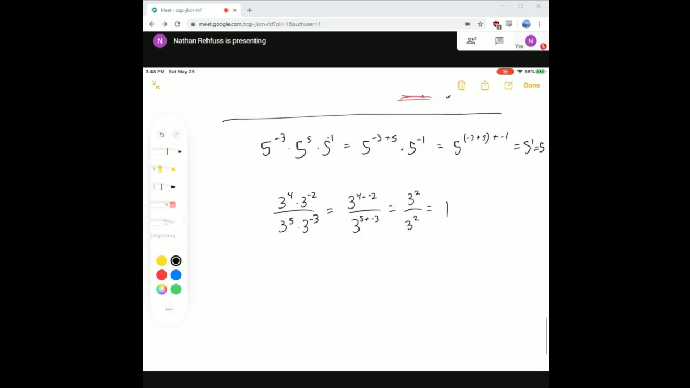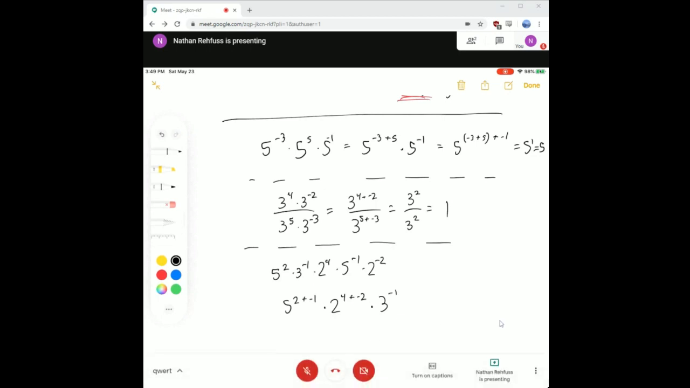Welcome back. I do want to point out this product property only works if you have the same base. So if I write something like 5 squared times 3 to the negative 1 times 2 to the 4th times 5 to the negative 1 times 2 to the negative 2. Here's our third example. I can combine the 5 squared and the 5 to the negative 1. I can combine the 2 to the 4th and the 2 to the negative 2. The 3 to the negative 1 is lonely, but I can't combine anything more than that. These have different bases, so I can't mix them.